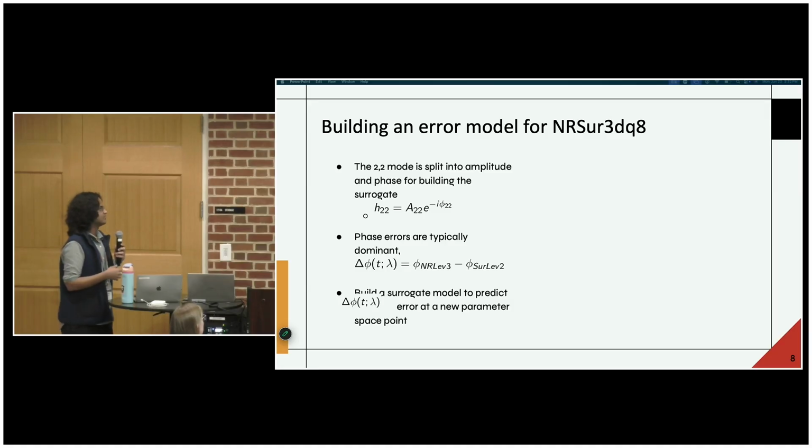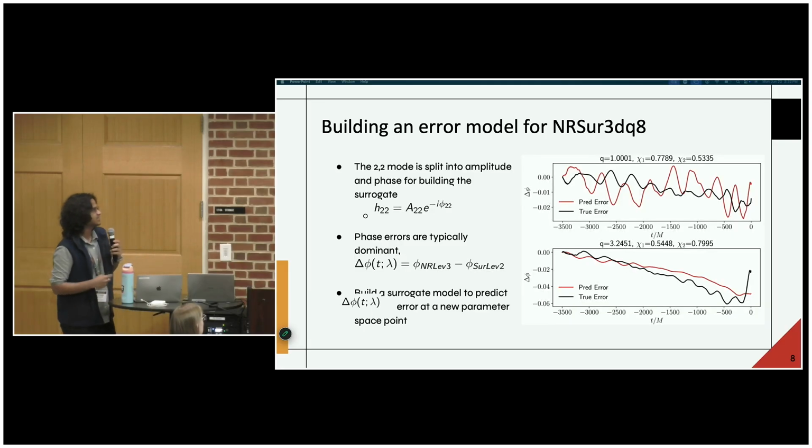The idea then is to build another surrogate model to essentially predict this time series at any new parameter space point. This is what it looks like, and it might look very concerning to people who do waveform modeling because the reds don't track the blacks. But it's important that they don't, because if we have a perfect error model, then that means that our waveform model to begin with had some artifacts that it didn't take full advantage of, and these could potentially be used to make that model better.